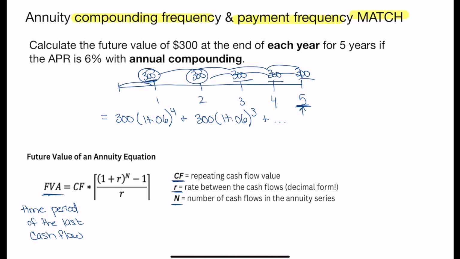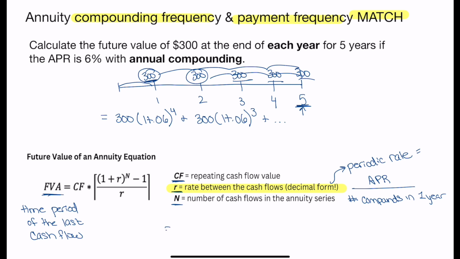The one to pay attention to here would be this R value, so the rate in between cash flows. When the compounding frequency and the payment frequency match, this is going to be the periodic rate. So the periodic rate is equal to the APR divided by the number of compounds in 1 year. So as we go through each one of these problems, we'll look at how this periodic rate actually ends up being exactly what the rate between the cash flows is.